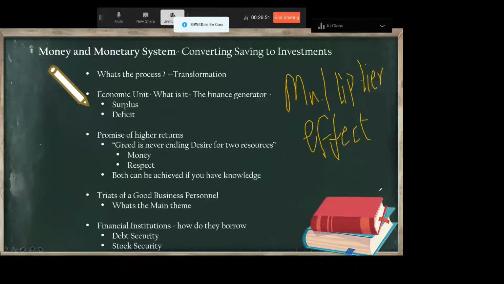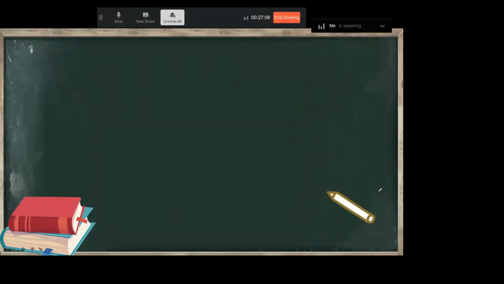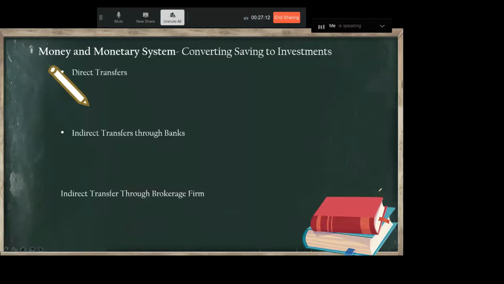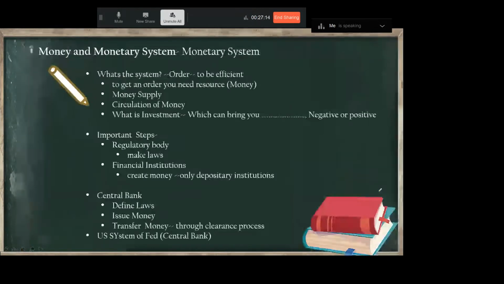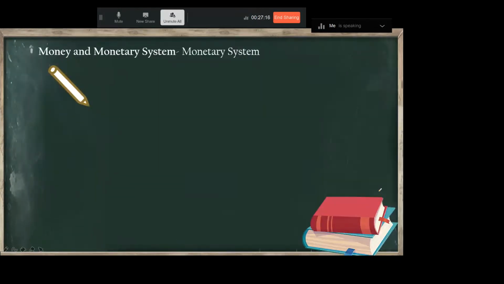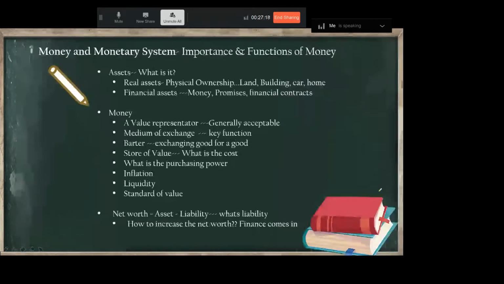Oh yeah, that's how the transformation happens from saving to investment, how savers become investors, mainly through the monetary system, following features of the monetary system like money supply and investment banks, depository banks, or institutions. Then we talked about the role of the central bank. Then, if you remember properly, we learned the difference between real and financial assets.